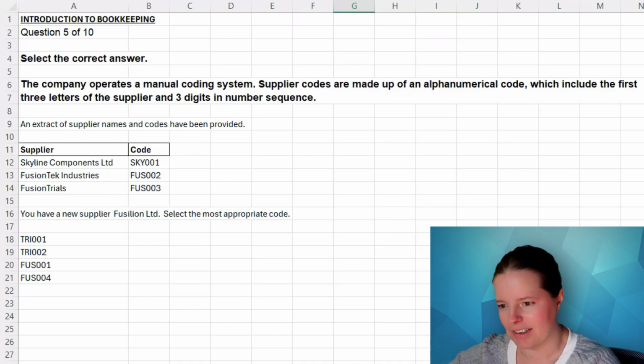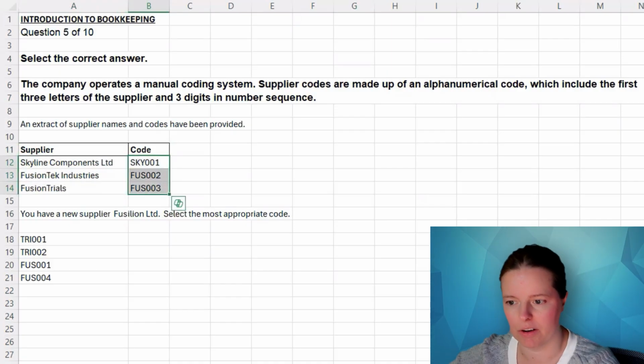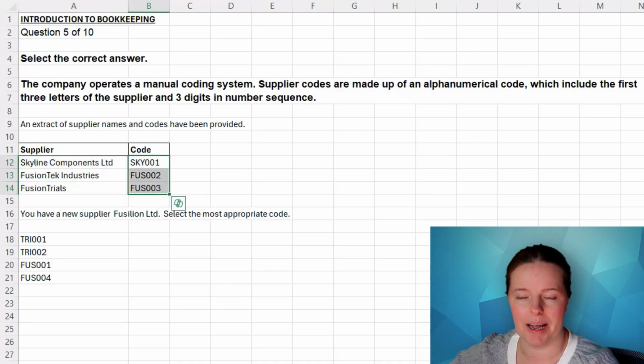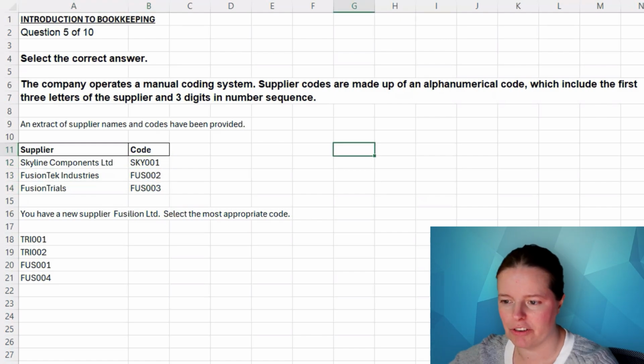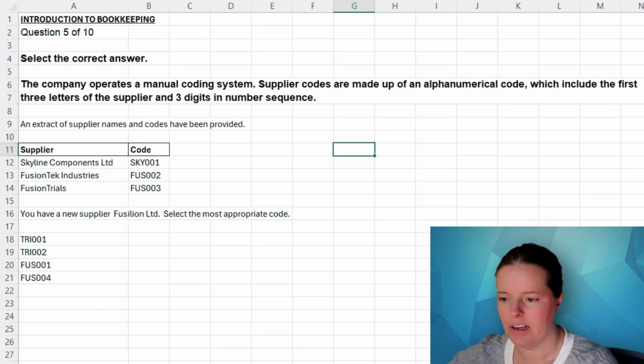And here we've got an extract of supplier names and codes that have been provided. So this is the way that it's been followed at the moment. So again, you'll get alphanumerical. So it's 3 letters of the alphabet followed by 3 numbers. But as you can see here, we've got Fusion Tech Industries, which is FUS002, and Fusion Trials, FUS003. So we've got a new supplier, which is Fusilion Limited. We need to select the most appropriate code. So here we've got 4 to choose from.